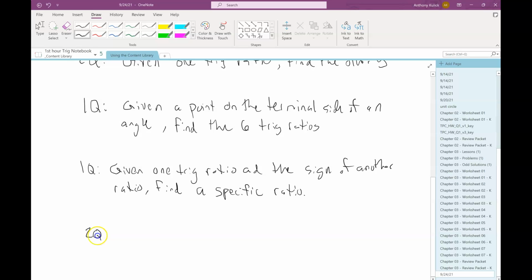And then lastly, we'll have 2 questions where we ask you to evaluate the trig function using the unit circle. So I think that's like, what, 14 total questions or something like that.